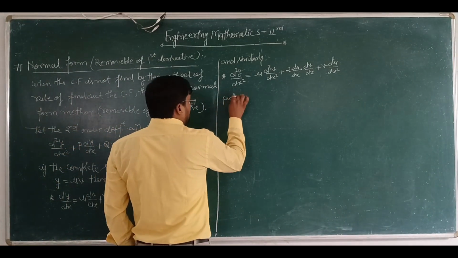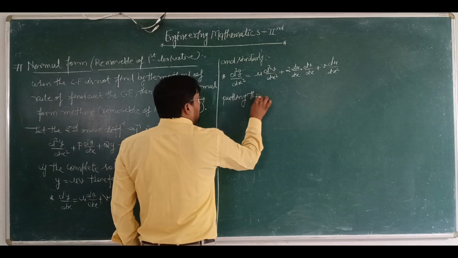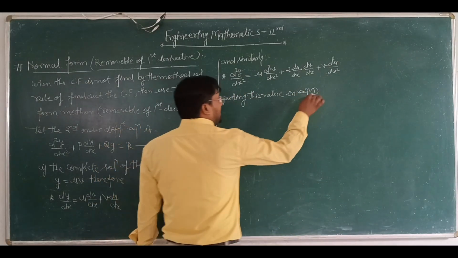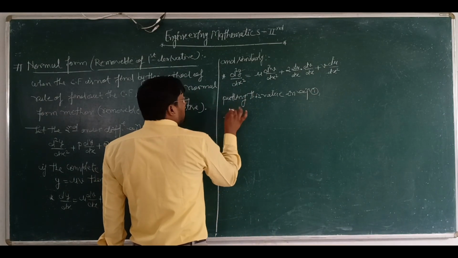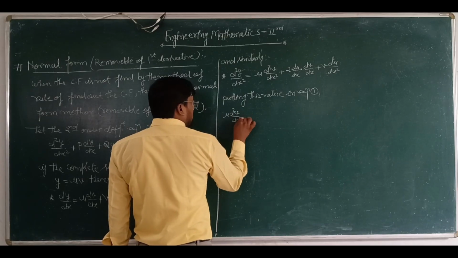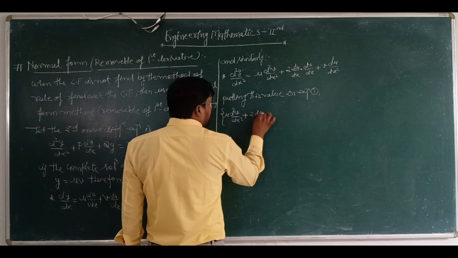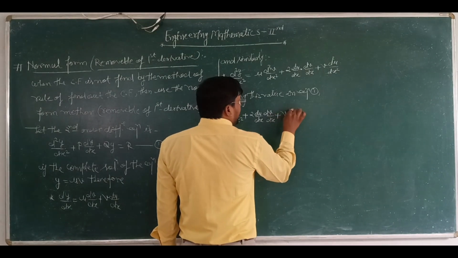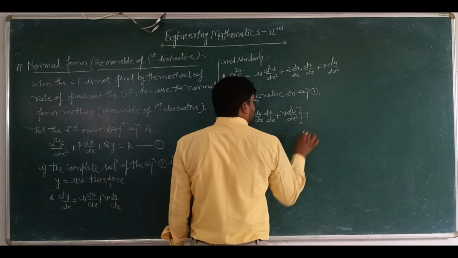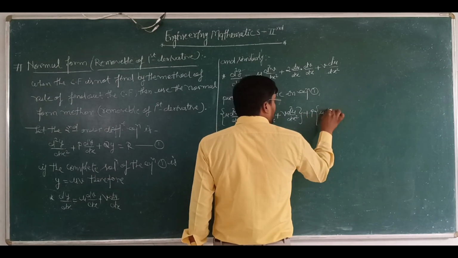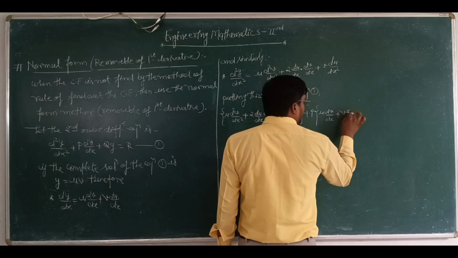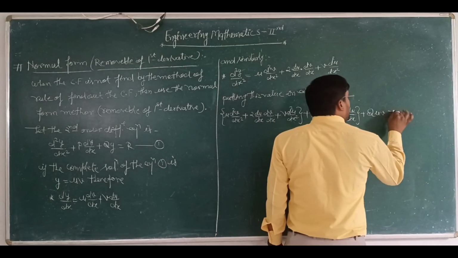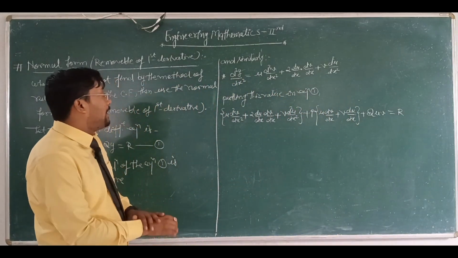Putting this value in equation first, then u d2v of dx2 plus 2 du of dx into dv of dx plus v d2u of dx2 plus p bracket u dv of dx plus v du of dx plus q u v is equal to r.